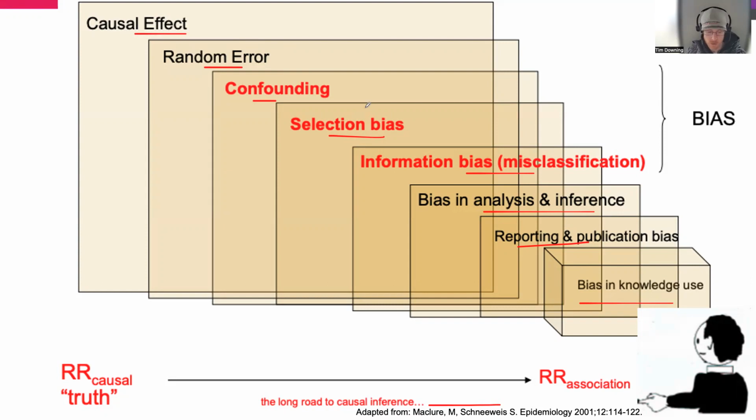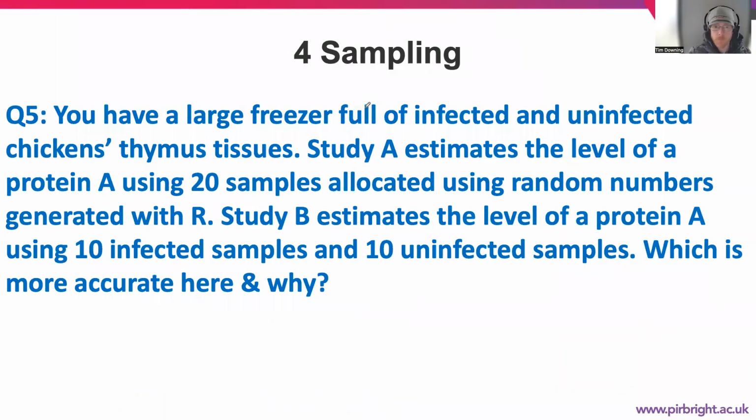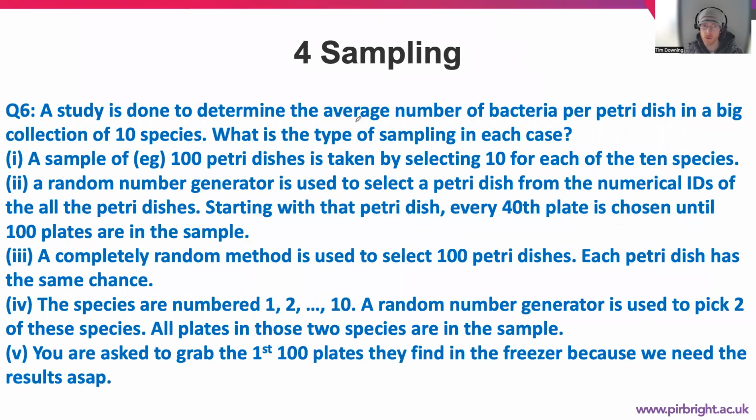So some questions you can look at for this whole area include, say you imagine you have a big freezer full of infected and uninfected chicken thymus tissues. If you look at protein A in a study using 20 samples allocated using random numbers, and study B looks at protein A again using 10 infected samples and 10 uninfected samples, which is more accurate here and why? And there are these questions of sampling.